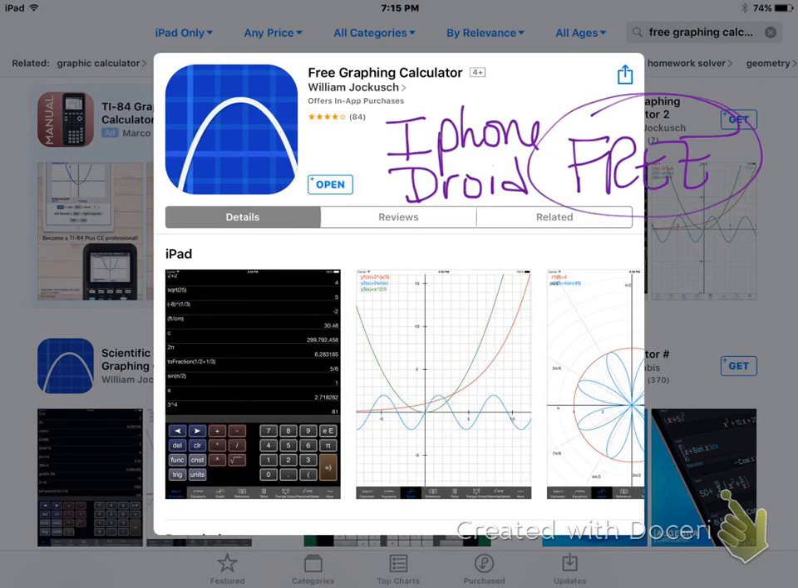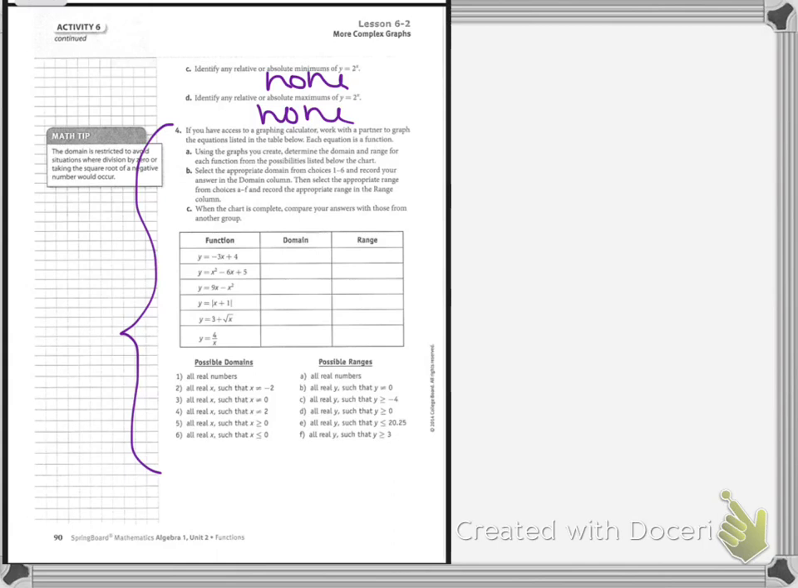So when you're at home, we can do problems like number 4 here and graph them and see these. But as of right now, we're going to do these in class tomorrow.